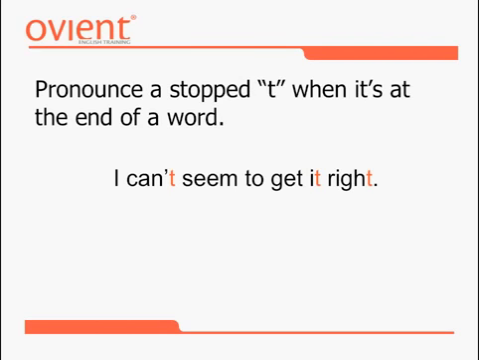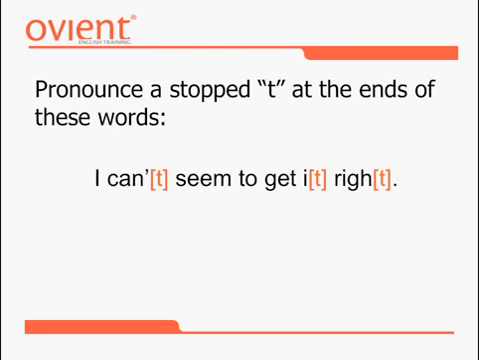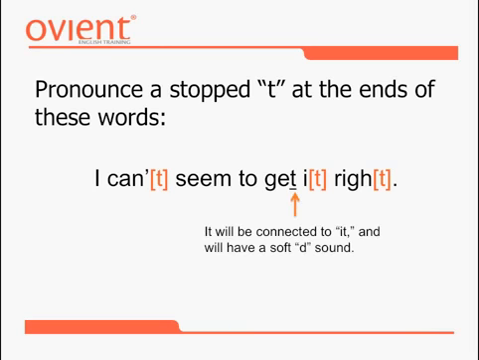Pronounce a stopped T when it's at the end of a word. I can't seem to get it right. The T at the end of get, though, is not stopped because we connect it to the it, and it will have a soft D sound when we do this. Get it. I can't seem to get it right.